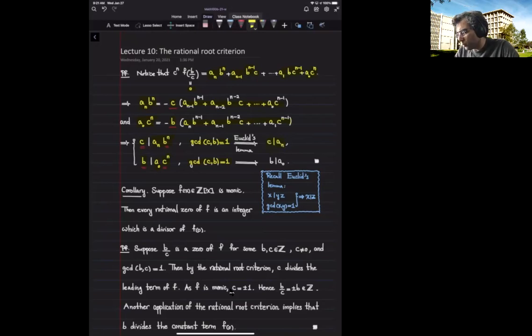But let me quickly recall what Euclid's lemma is. Euclid's lemma says that if x divides y times z, and if I tell you that x and y are coprime, then I can deduce that x divides z. This is an important lemma. Using this, one can show that the ring of integers has a unique factorization property.